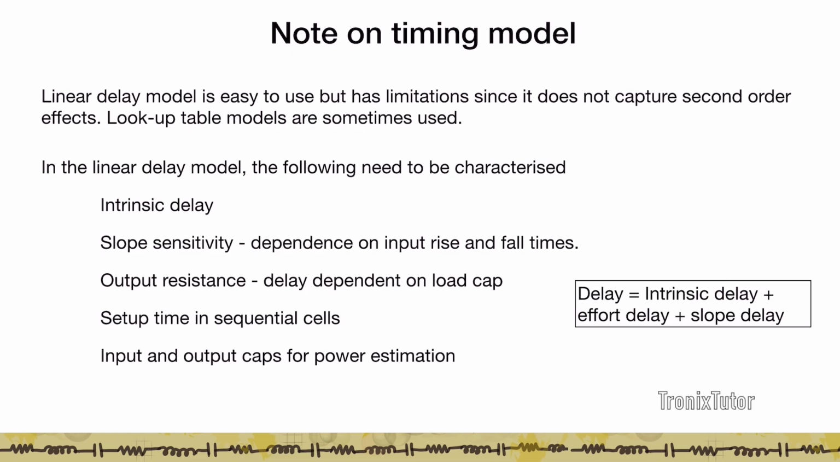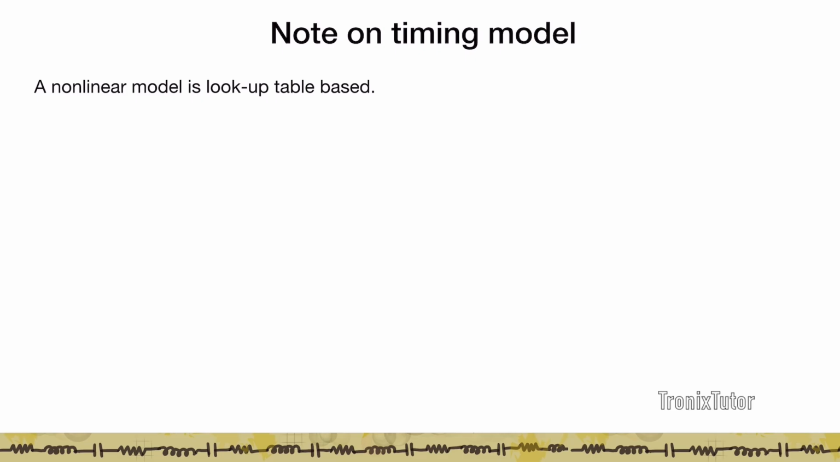And so if you think about it, the delay is the intrinsic delay of the gate plus the effort delay plus the slope delay. So this is the linear delay model, which takes into account the various factors that might affect the delay across the gate. Now, as I said, if you have a timing critical design, the linear delay model tends to overestimate the delay, and so we sometimes use a non-linear model.